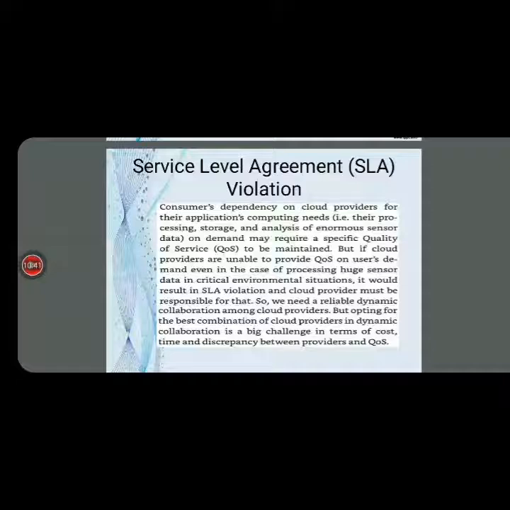But if cloud providers are unable to provide QoS, then the service level agreement, QoS, is not provided in cloud. Even in the case of processing huge sensor data in a critical environment situation, it would result in SLA violation. The cloud provider must be responsible for that. Cloud only provides SLA, not QoS. It means it will not provide quality.